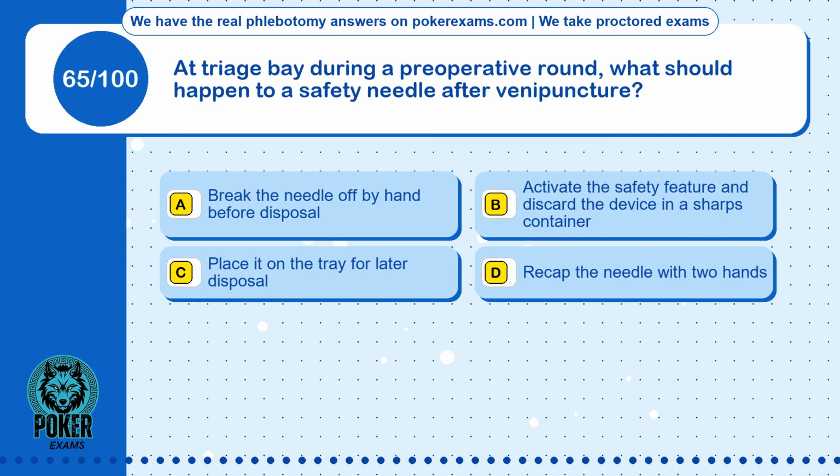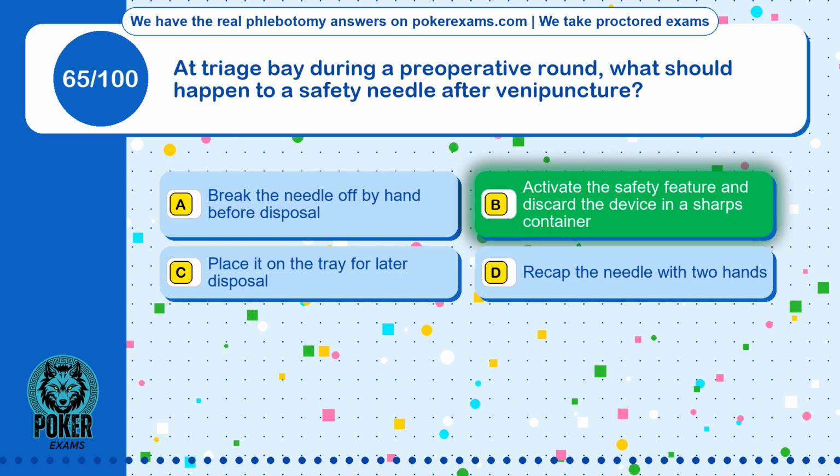Question 65. At triage bay during a preoperative round, what should happen to a safety needle after venipuncture? Option A. Break the needle off by hand before disposal. Option B. Activate the safety feature and discard the device in a sharps container. Option C. Place it on the tray for later disposal. Option D. Recap the needle with two hands.